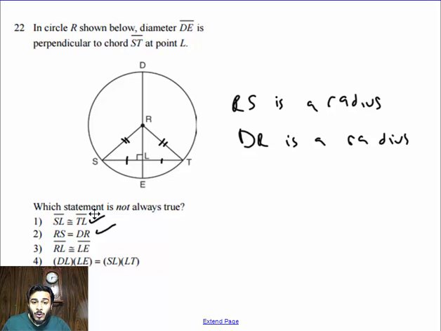RL is congruent to LE. That is not true. So the answer is choice 3.